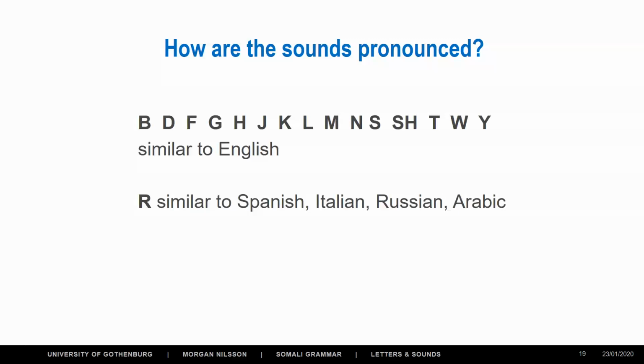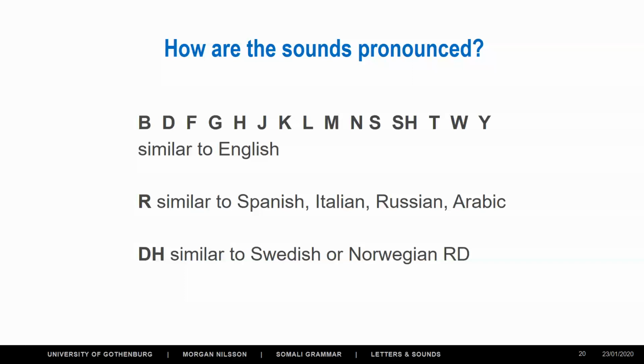The r is trilled in Somali. So the r is quite different from the English sound corresponding to this letter. It sounds more like the Spanish, Italian, Russian, Arabic r sound, or as the r in lots of other languages around Europe.